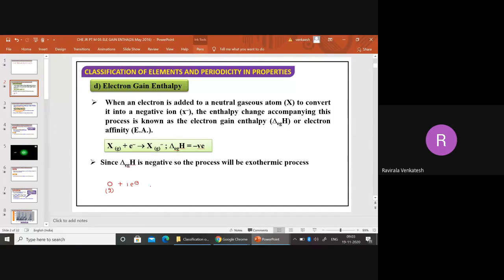Adding one electron, you are going to get O minus 1. In this case, delta H will always be negative. It is an exothermic process.